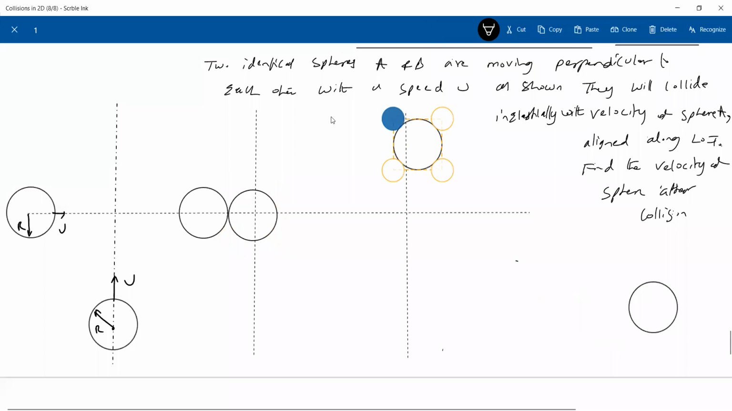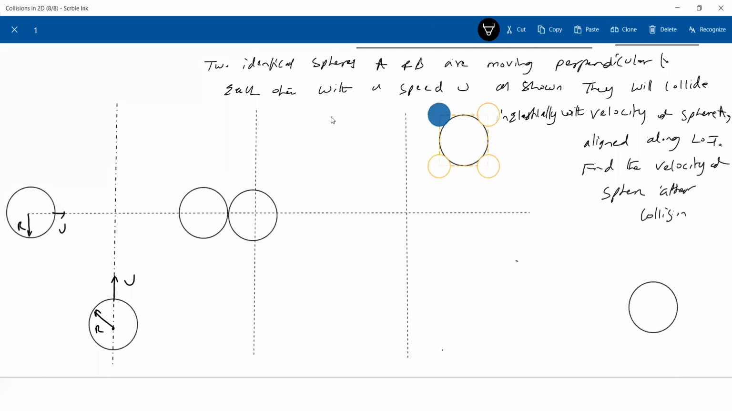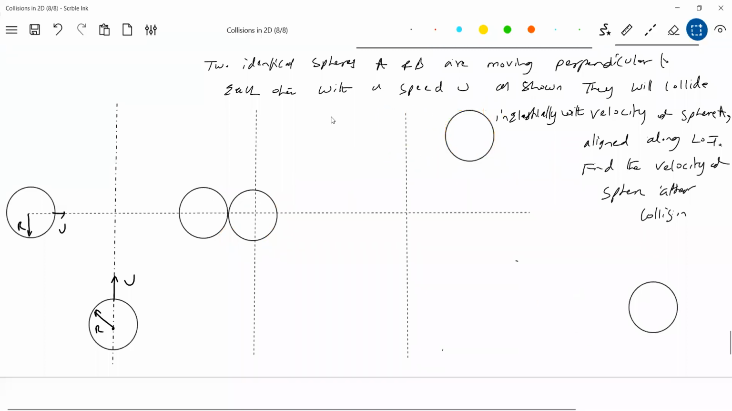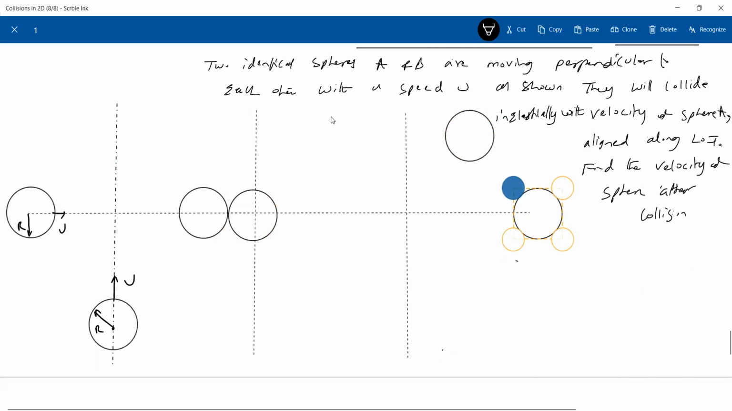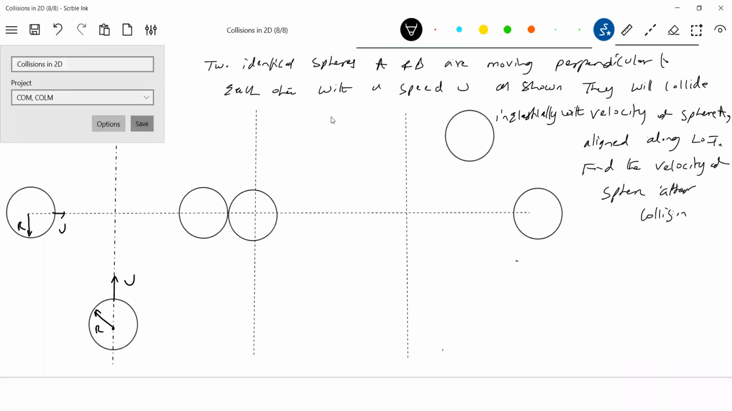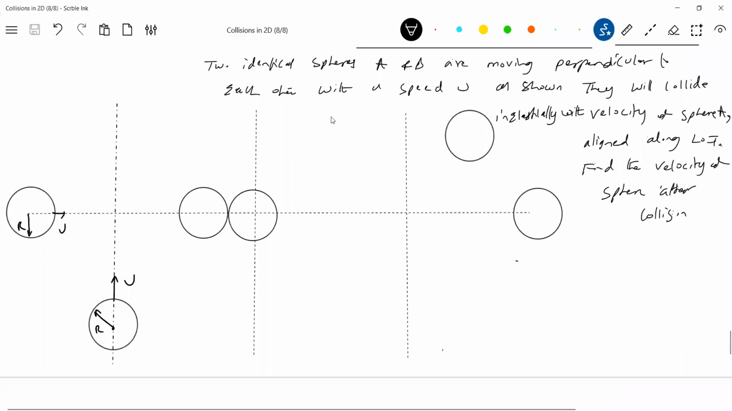You think on the problem. Meanwhile, I'll finish off this. Now I'm giving the situation like this here. After collision, this is what happens.